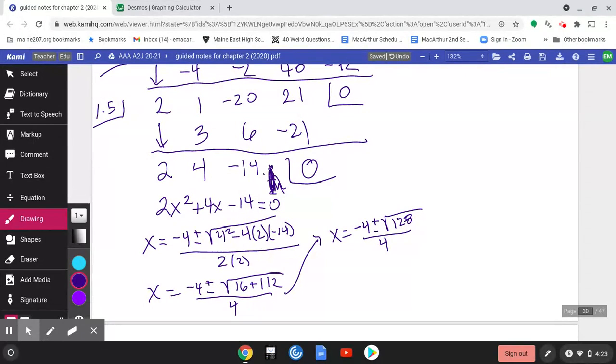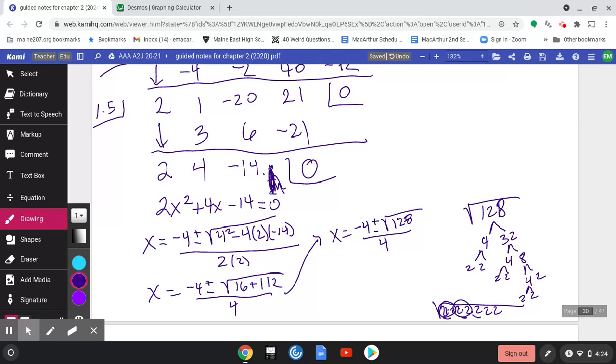So I would then have to take this over here, 128. That's going to be 4 times 32, and 4 times 32 is 4 times 8. And 8 is 4 times 2, and all the 4s are 2 times 2. So 128 is 2 times 2. A lot of 2s. 1, 2, 3, 4, 5, 6, 7 2s. All right, got 3 pairs outside, 1 inside.